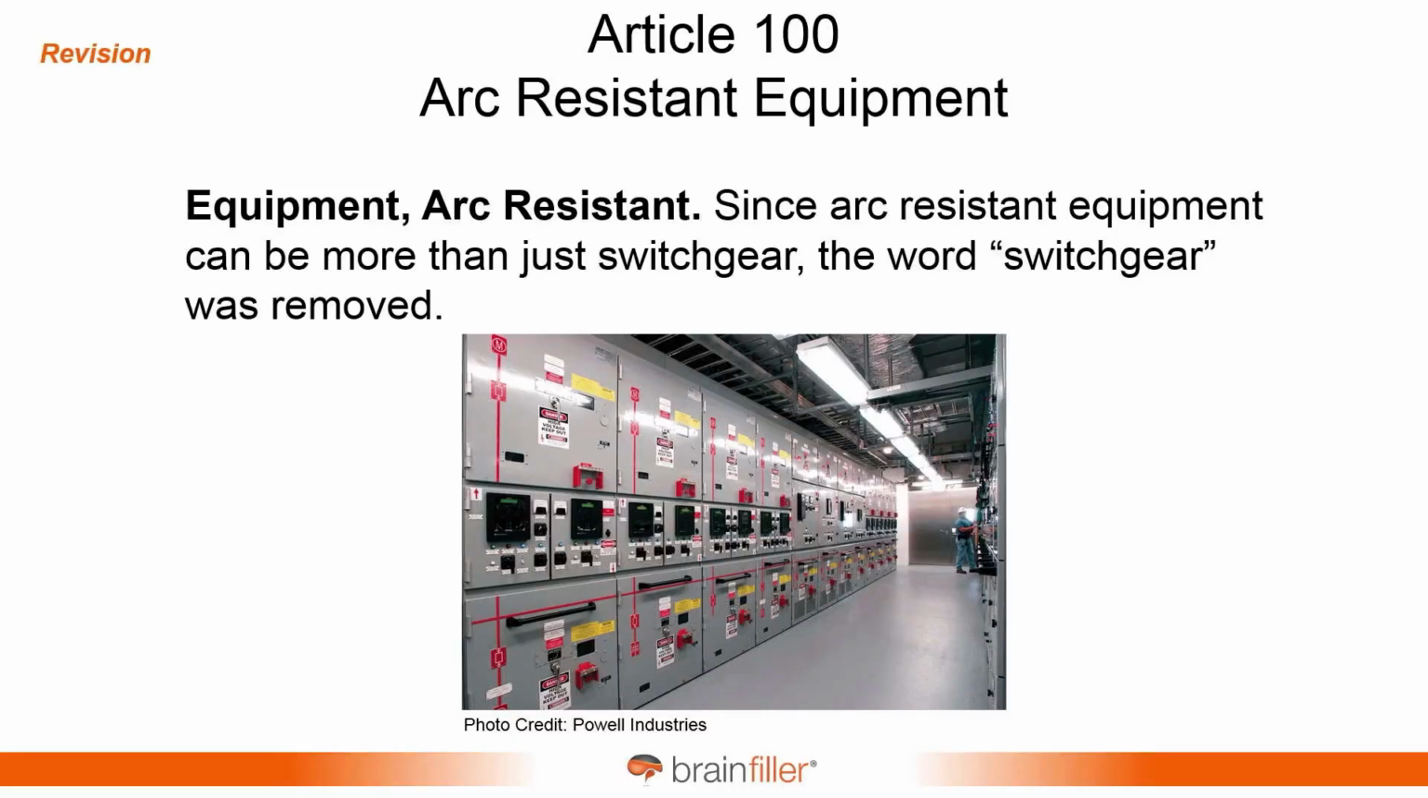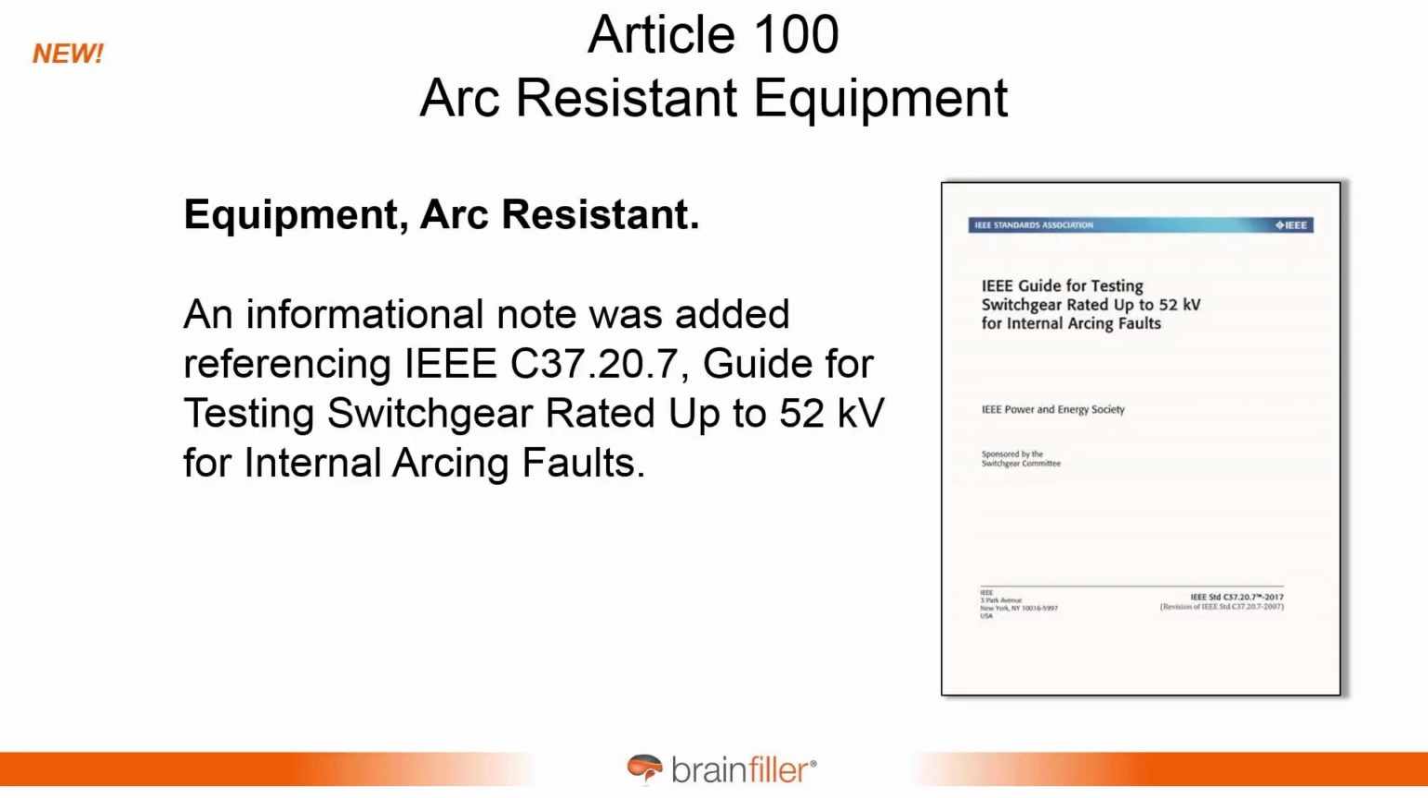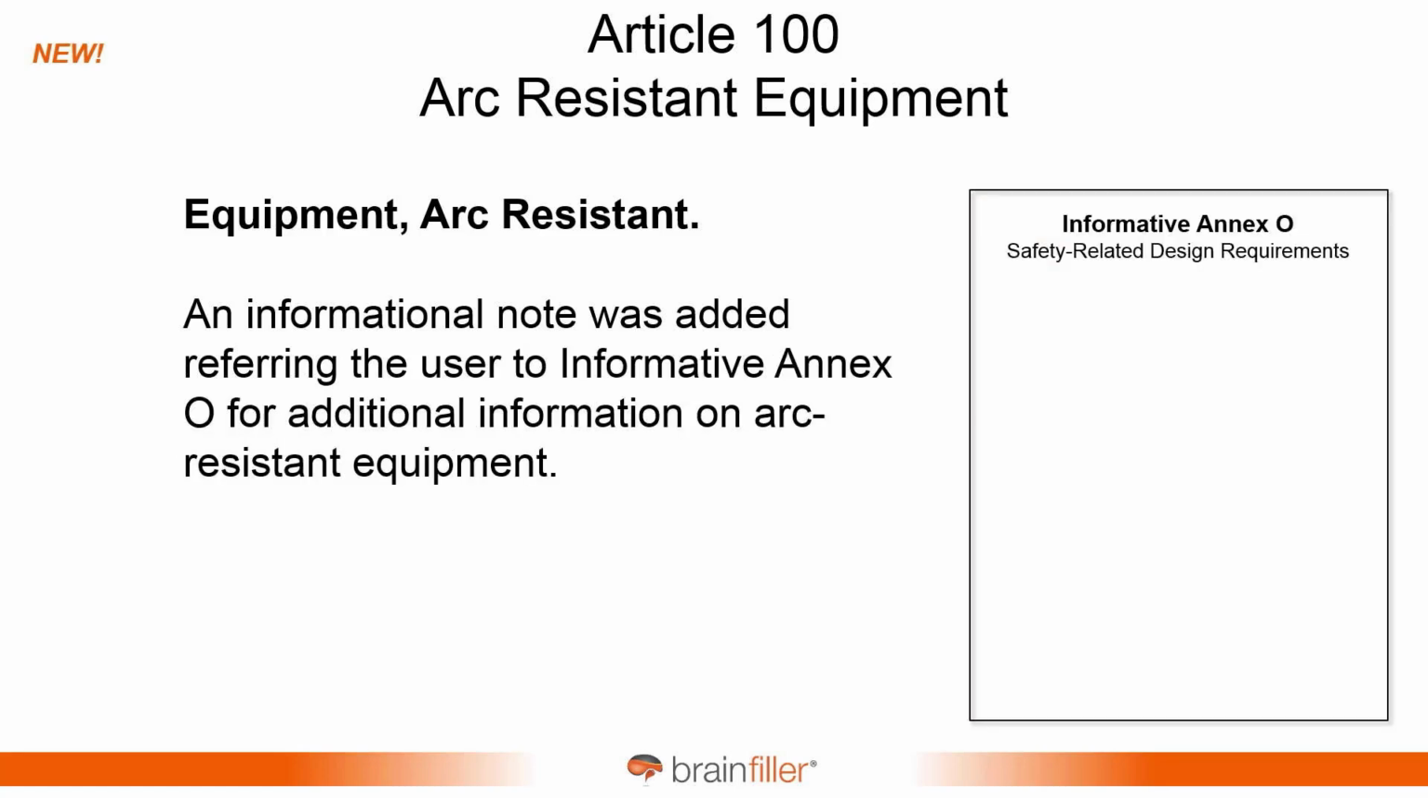Arc-resistant equipment. The change here was to align with what we have today. This originated as arc-resistant switchgear many, many years ago. But since then, there is more than switchgear that is arc-resistant. So this was changed simply to arc-resistant equipment. And an informational note was added that references the standard for testing the switchgear for internal arcing faults. So there's a new informational note referencing the appropriate standard. And there's an Annex O that's for safety-related design requirements, and arc-resistant equipment is referenced there as well.